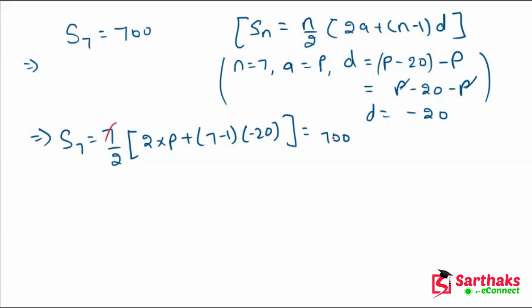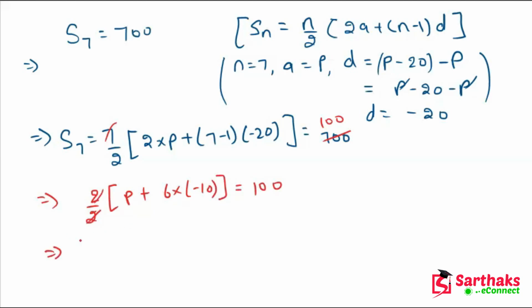Now here we can cancel 700 by 7, which gives 100. If we take 2 as common, we get 2 upon 2 into p plus 6 into minus 10, equal to 100. Now the 2s are cancelled, so we get p minus 60 is equal to 100. So the value of p is 100 plus 60, so p is equal to 160 rupees.